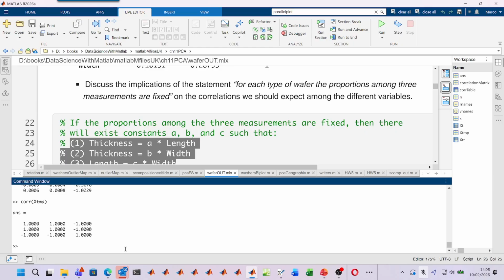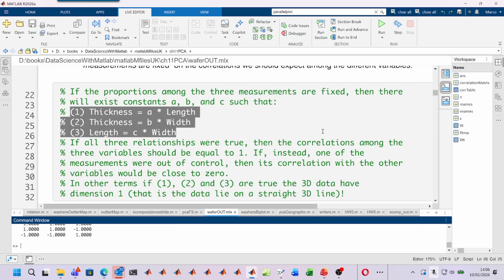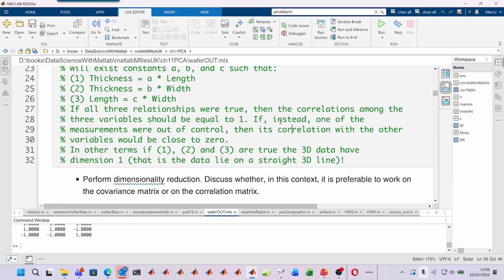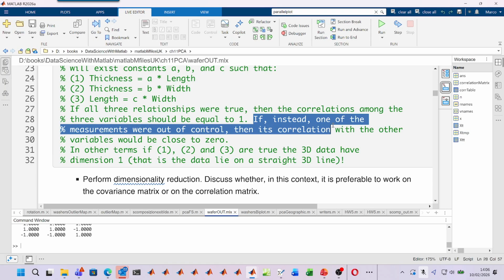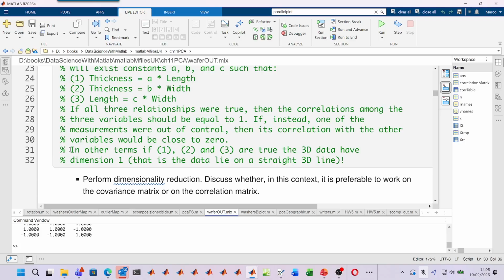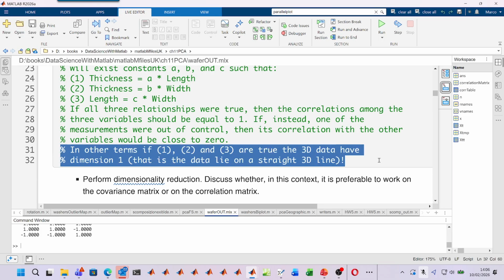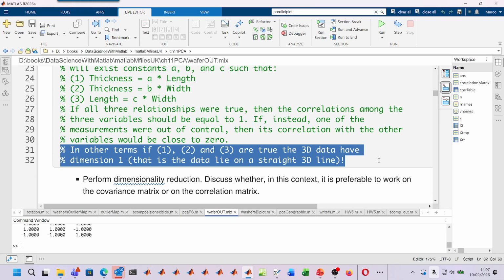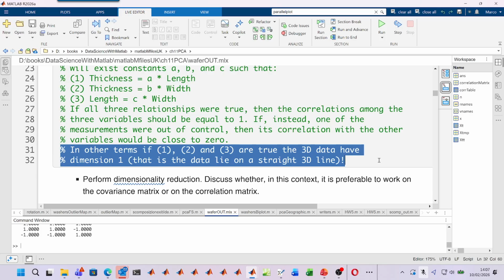The third variable is a negative correlation. If instead one of the measurements were out of control, then its correlation with the other variables will be close to 0. So in geometrical terms, if the correlation is 1, the data lie on a straight line. They are 3D but lie on a straight line. Right. The data are one-dimensional.